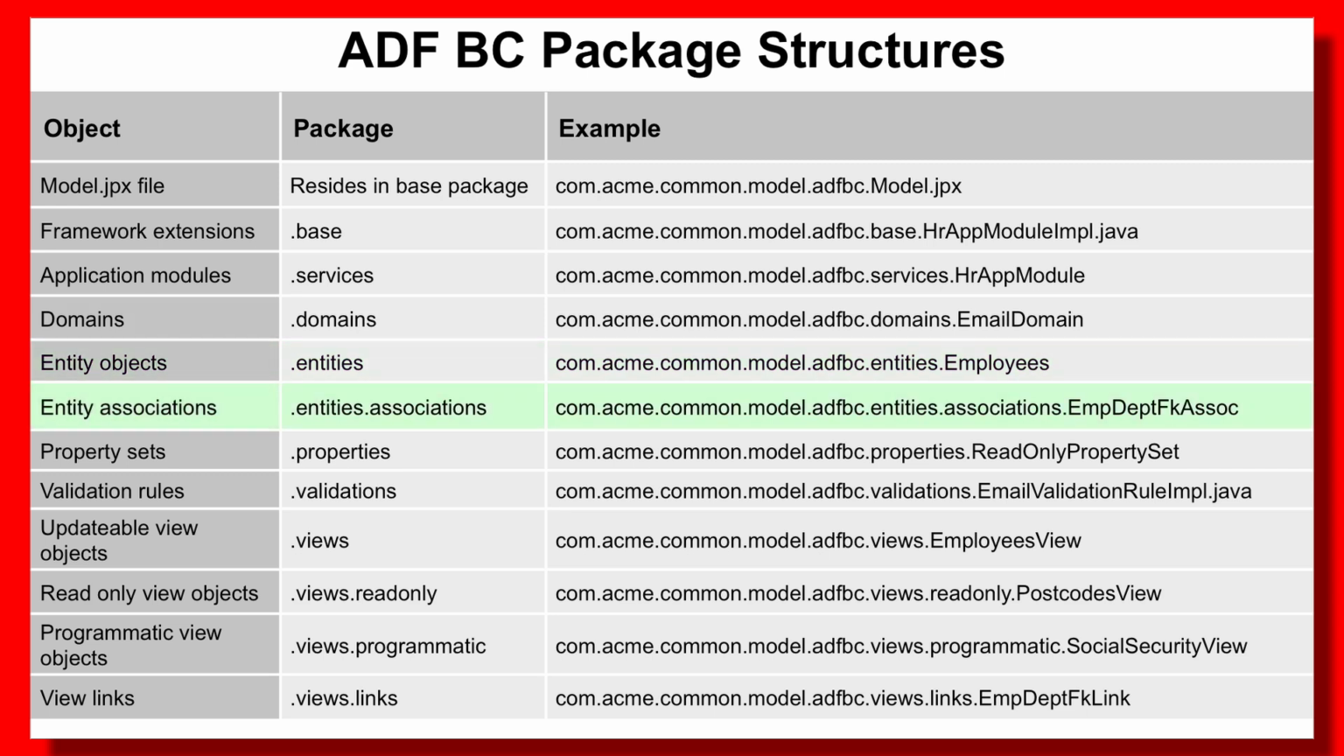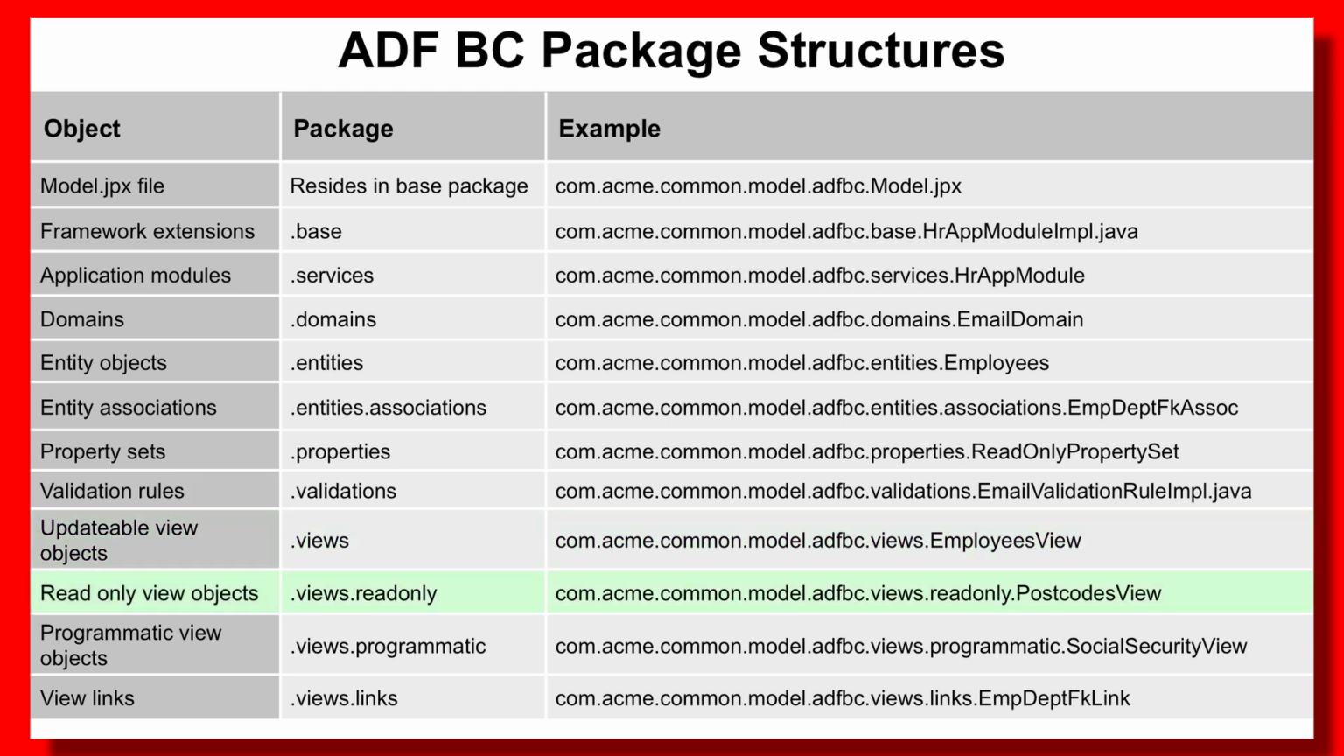For entity associations, we actually have com.acme.common.model.adfbc.entities.associations. So we put the associations under a sub-package of entities because associations only relate to entities. Okay, property sets, kind of obvious what we're doing here. Validation rules, again, obvious. Updatable view objects. Now, they're really going to be the most common type of view object in our ADF 11g and 12c applications. So they go into com.acme.common.model.adfbc.views, and we've got EmployeesView as an example.